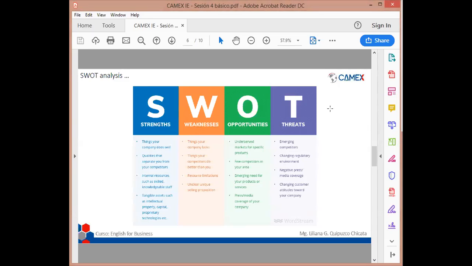another detail that we may put on strengths are tangible assets such as intellectual property, capital, technology. For example, if we take the restaurant and we are talking about tangible assets, we could say that our properties, for example, we might have a really large restaurant, a large space, but not only a space, what happens if we have a playground for kids?